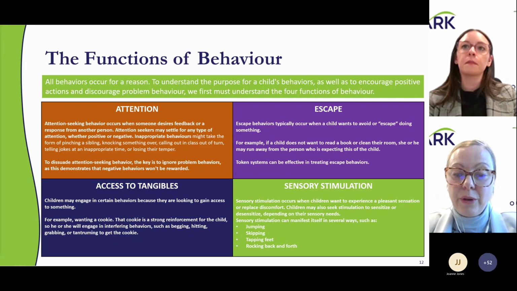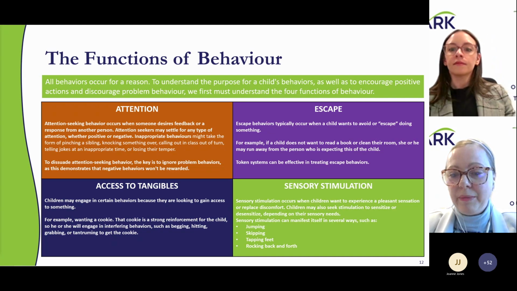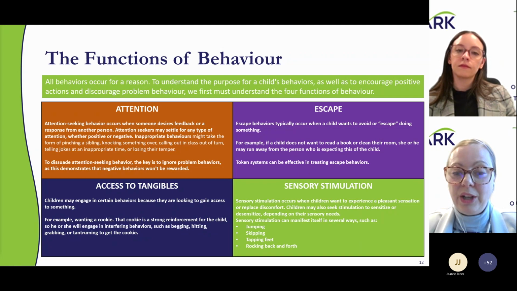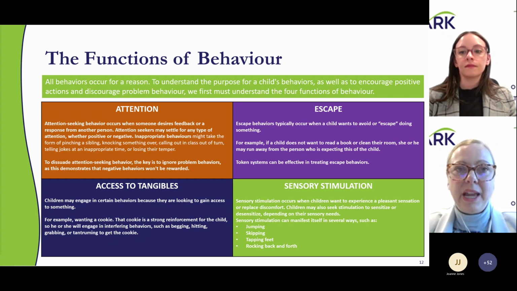The function of behavior for escaping. Escape behaviors typically occur when a child wants to avoid something. So they want to escape from doing something. For example, if a child does not want to read a book or clean their room, they may run away from the person who is expecting this of the child. Token systems can be effective in this type of situation, where it's treating the escape behavior. So rewarding the behavior that you want to see. If you were wanting them to read the book, then they might get some kind of reward for doing that.